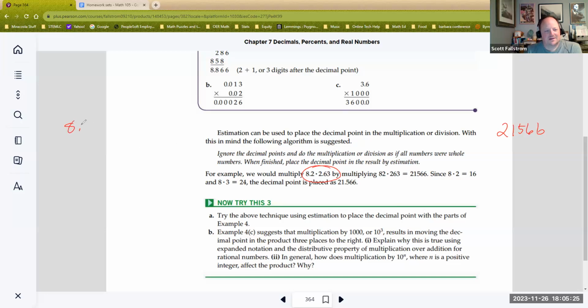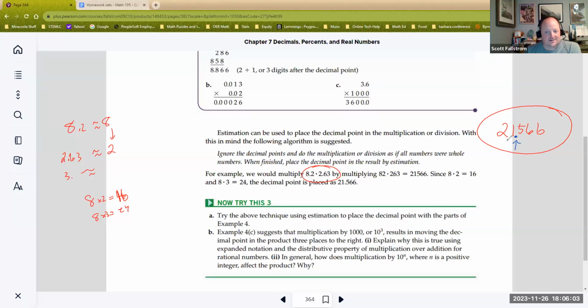But 8.2 is about 8, and 2.63, if we round it down, that's 2. And if I rounded it up, it's 3, right? So basically this number is between 8 times 2 and 8 times 3. 8 times 2 is 16. 8 times 3 is 24. So there's my 16, there's my 24. Looking at this number, I need a number between 16 and 24. So put the decimal in the place that gives you a number between 16 and 24, which would be right here.